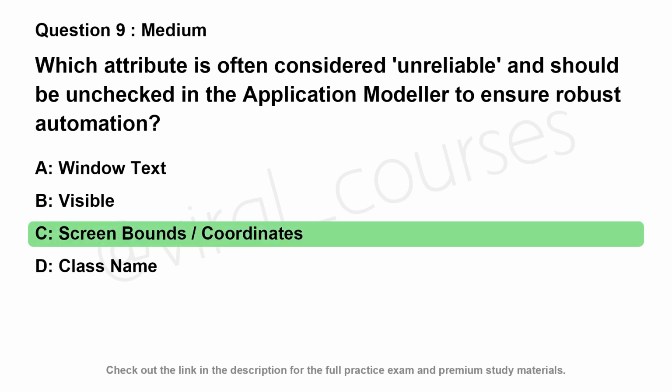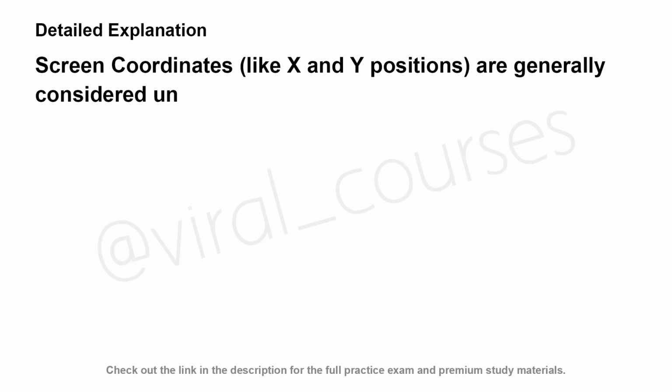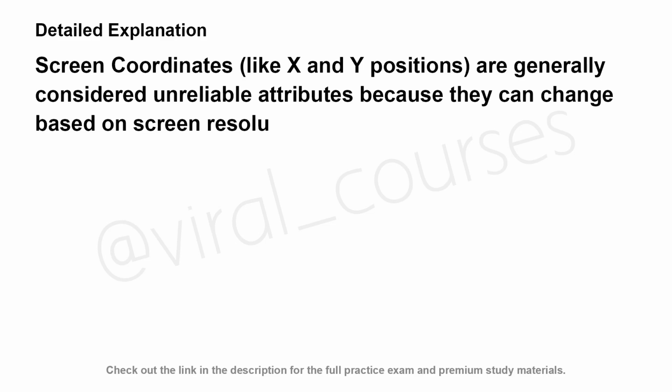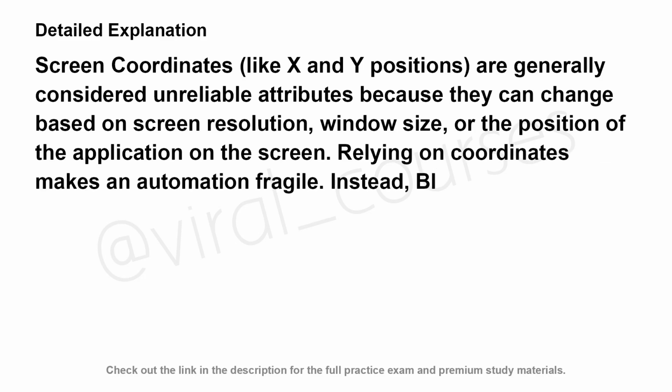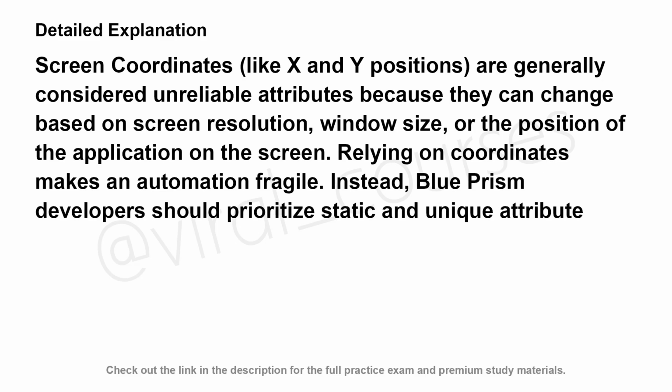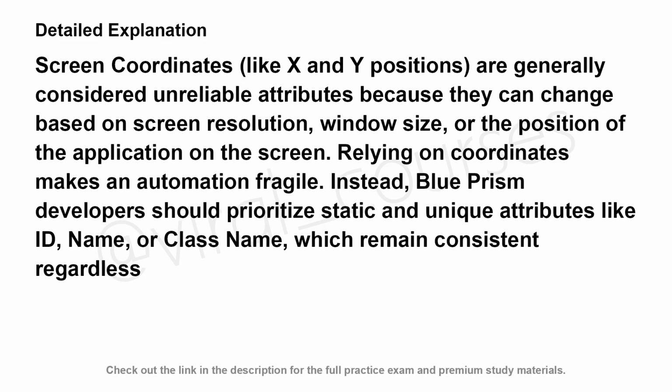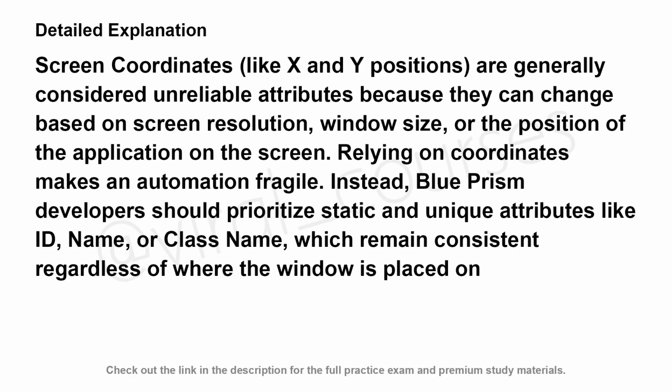The correct answer is C. Screen coordinates, like X and Y positions, are generally considered unreliable attributes because they can change based on screen resolution, window size, or the position of the application on the screen. Relying on coordinates makes an automation fragile. Instead, Blue Prism developers should prioritize static and unique attributes like ID, name, or class name, which remain consistent regardless of where the window is placed on the desktop.